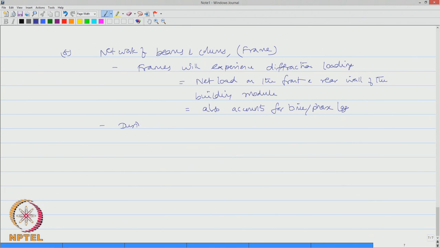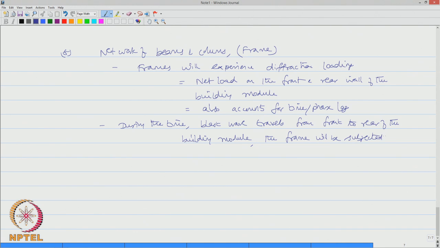During the time when the blast wave travels from front to rear of the building module, the frame will be subjected to large horizontal unbalanced pressure on the front wall, and we agree that the load on the frame will be actually the net load on the front and rear.